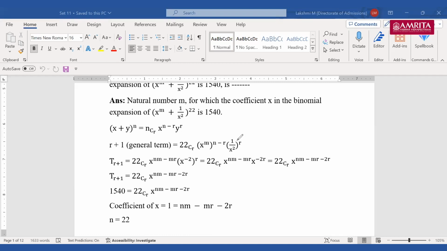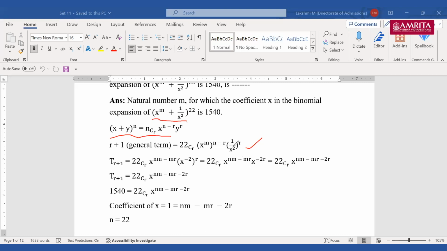So the first part is, I hope everybody knows this expansion, right? x plus y raised to n is nCr x raised to n minus r, y raised to r. For the general term, we call it the r plus 1 term. So when we are applying that here, it will be something like 22Cr, x raised to m, raised to n minus r, 1 by x square, raised to r. I hope this part is clear. So if we are applying it, this term is 22Cr, x raised to m, n minus r, 1 by x square, that's y, whole raised to r.